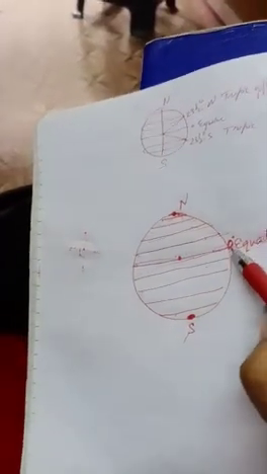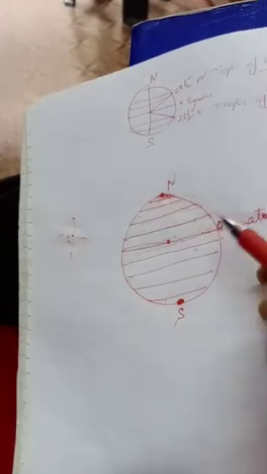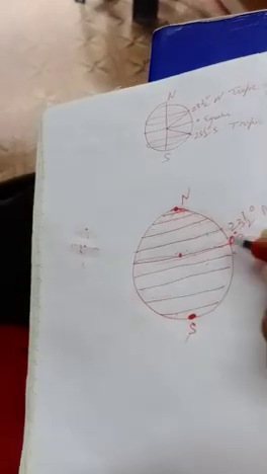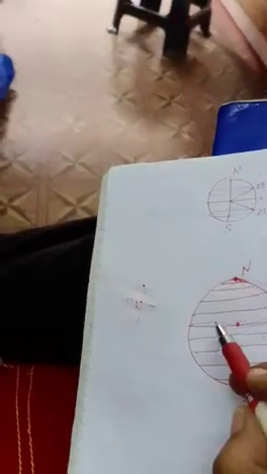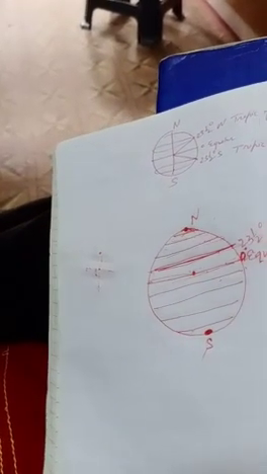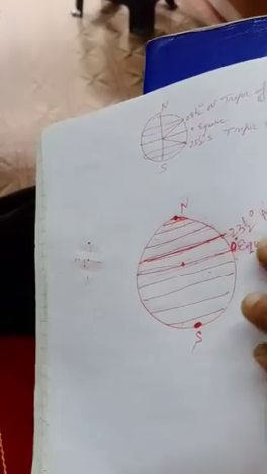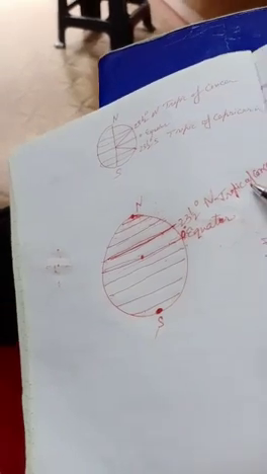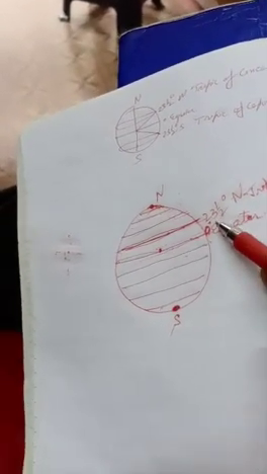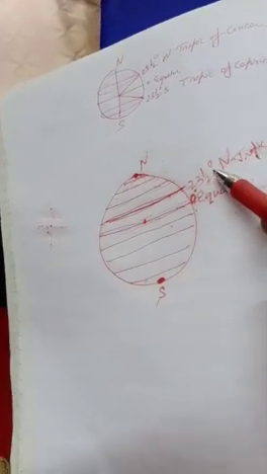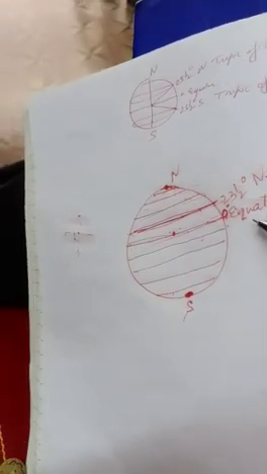If we move from the equator in the north direction at 23.5 degree, here is the Tropic of Cancer. This line is the Tropic of Cancer. In Hindi we call this line Kark Rekha. It is located at 23.5 degree north of the equator.